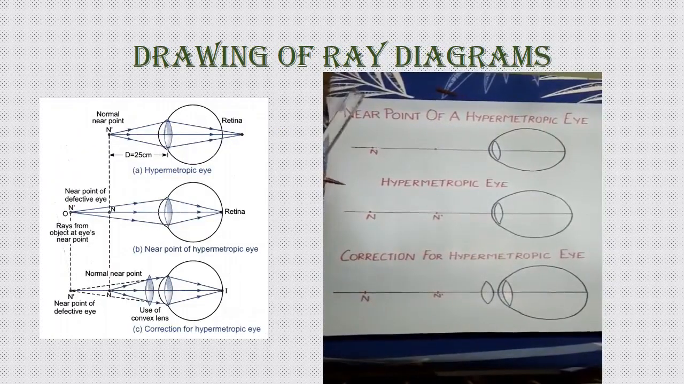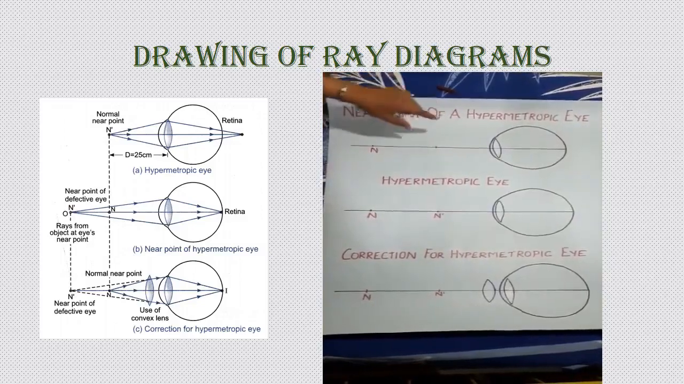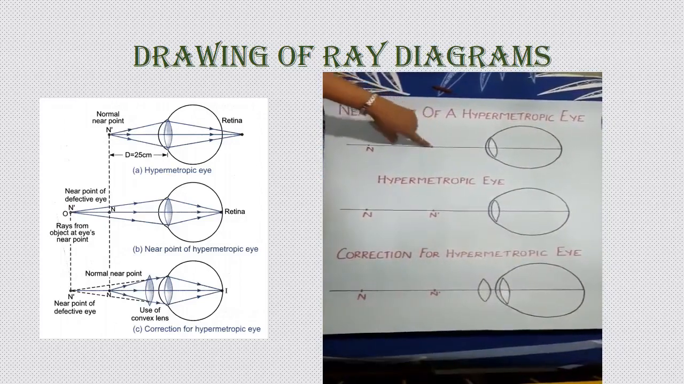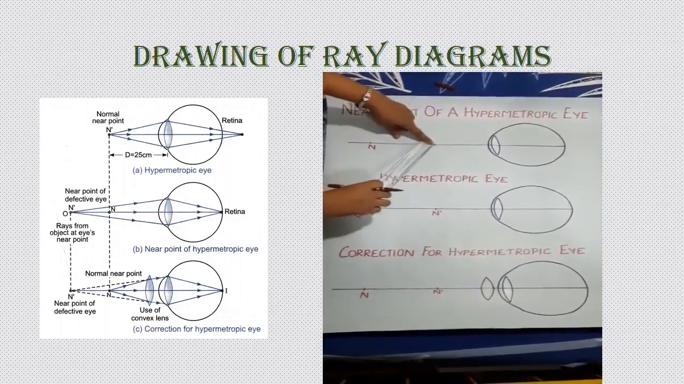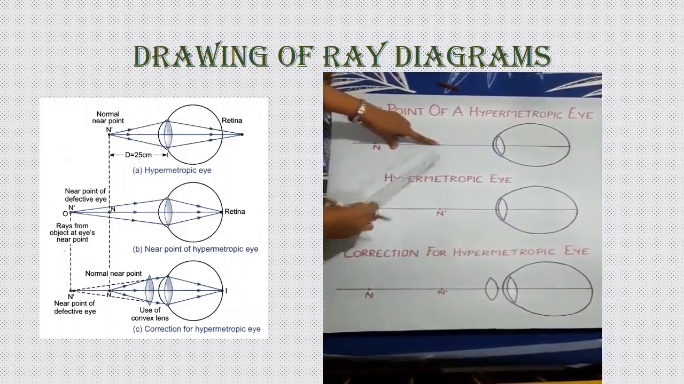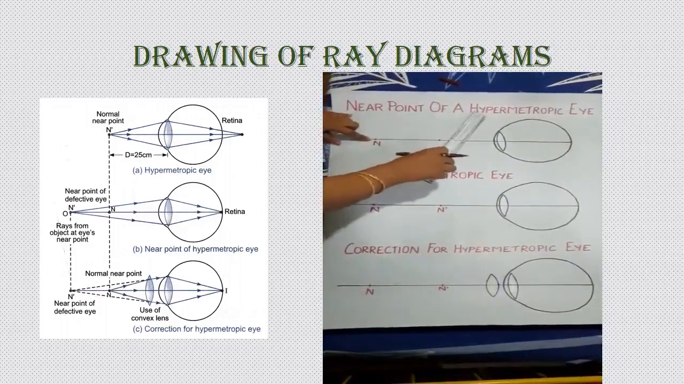Now we are going to see the ray diagram for a hypermetropic eye. In a hypermetropic eye, the person is not able to see the object which is placed at 25 centimeters. So this point is the object which is at 25 centimeters. We are marking this N dash, which is the near point of the normal eye, and N is the near point of the hypermetropic eye.